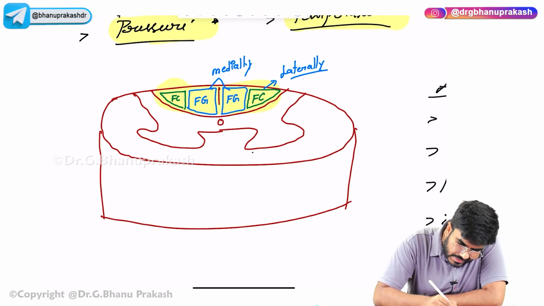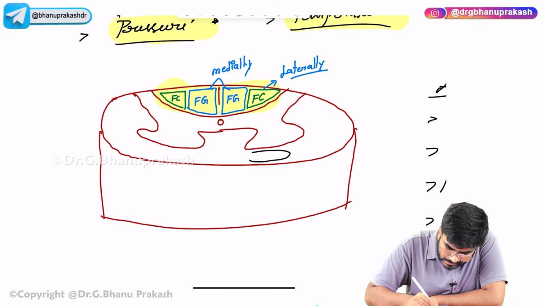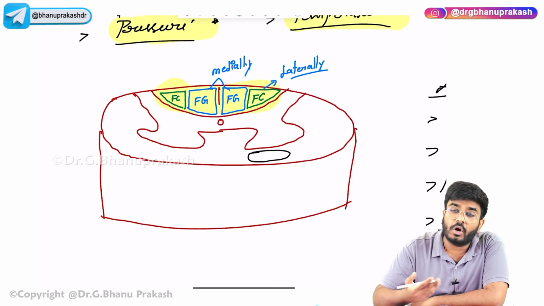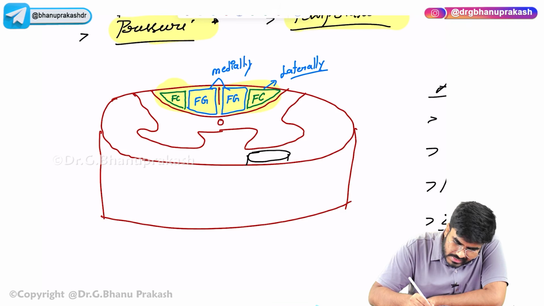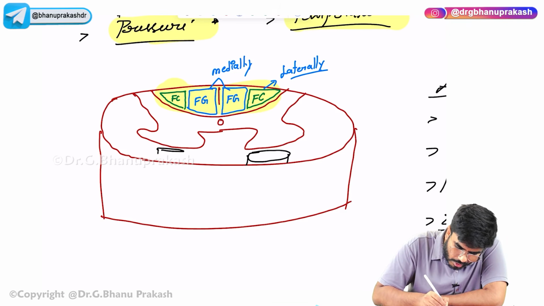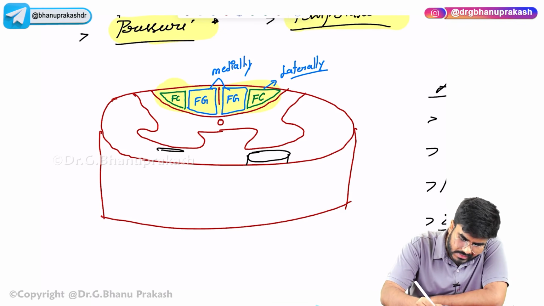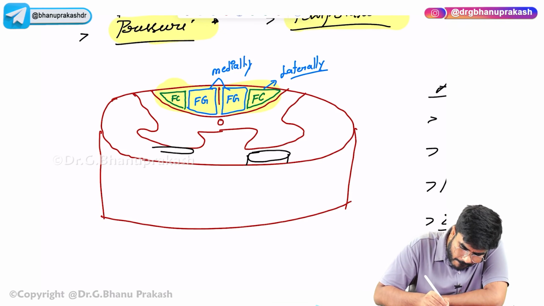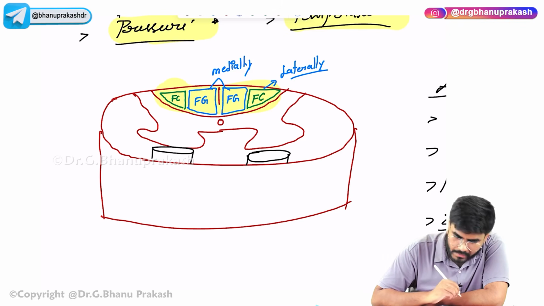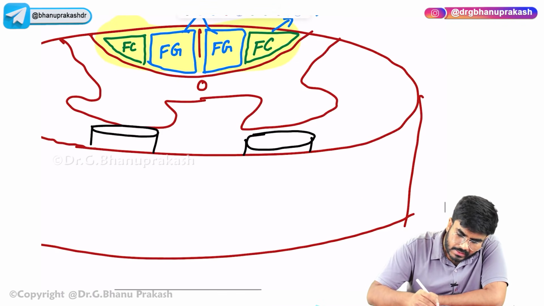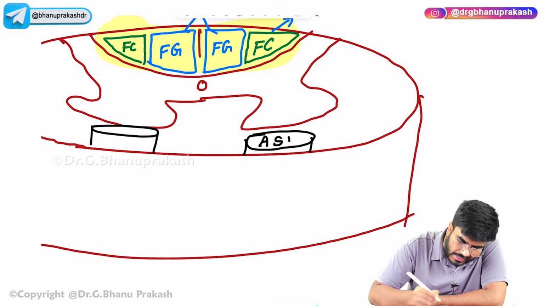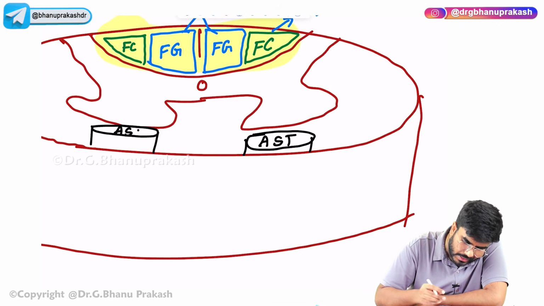Now, after this, in this area, this is the anterior column, the anterior side of the spinal cord. So what is this tract which is present in the anterior column of the spinal cord? It is going in the anterior column. So what is the name of this tract? This is the anterior spinothalamic tract.